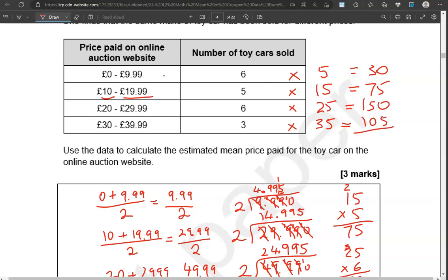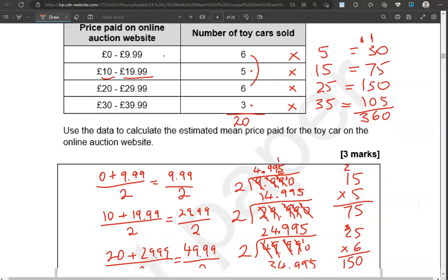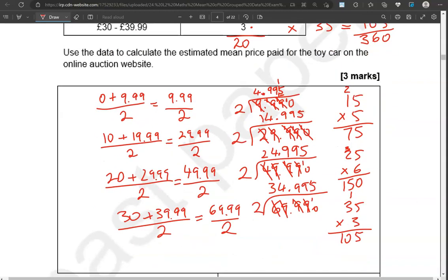Adding all of these together, 5 and 5 is 10, so 0 down, 1 carried over. 3 and 7 is 10, and the 5 is 15, and the 1, 16. 6 down, 1 carried over. 1 and 1 is 2, and the 1 is 3. So 360 divided by 6 and 6 is 12. 12 and 3 is 15. 15 and 5 is 20. So 360 divided by 20.